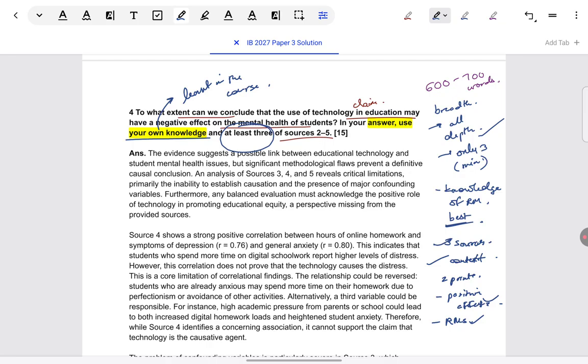Okay, now how do we begin with this answer? The claim can be reiterated in light of the evidence. All the evidence shows there is definitely a possible link between technology and mental health, but we say possible. None of them are guaranteeing, none of them have foolproof methods, they just don't exist. So we can't give a certain claim that there is an effect of technology on mental health, but there might be. Then we need to name the sources which we are going to take.